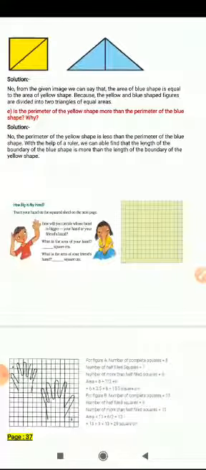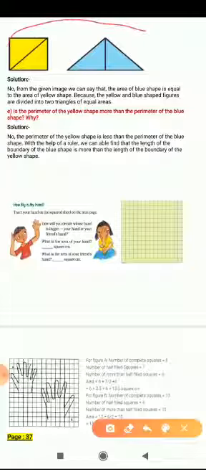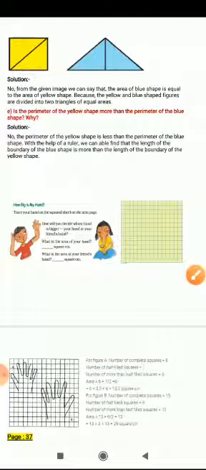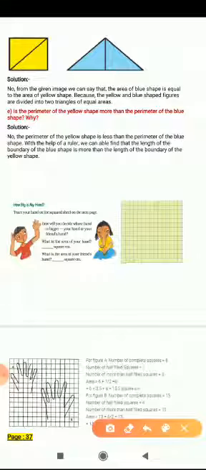Is the perimeter of the yellow shape more than the perimeter of the blue shape? Why? Now here we have to find out the perimeter for these two shapes. First, I am reading the solution. No, the perimeter of the yellow shape is less than the perimeter of the blue shape. With the help of a ruler, we can find that the length of the boundary of the blue shape is more than the length of the boundary of the yellow shape. Let's find out the perimeter for this.